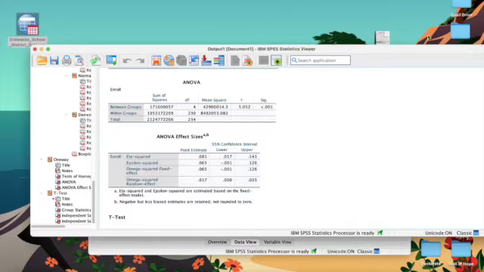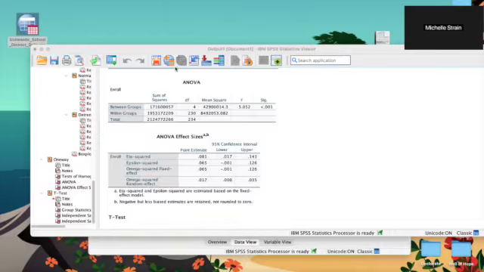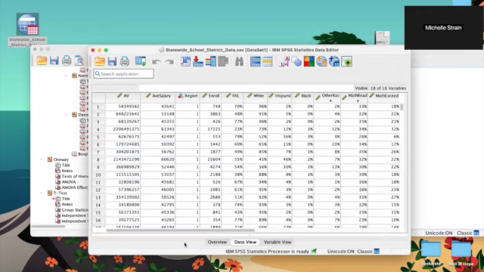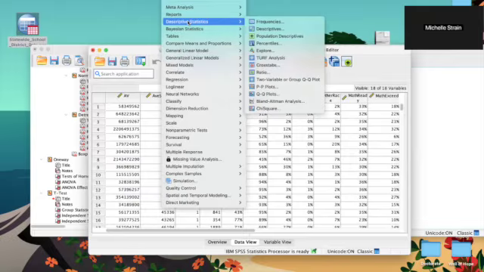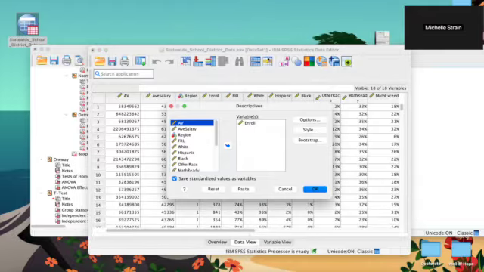So what we're going to do is go back to our data set, and we're going to go up to Analyze. This is the trick that they showed us. So we're going to go up to Analyze. And then we're going to go to Descriptive Statistics. And then we're going to go to Descriptives and click on that.